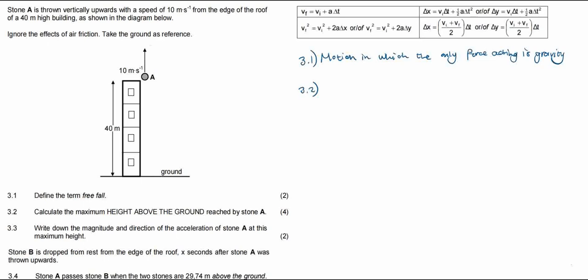Second question, calculate the maximum height above the ground reached by stone A. Well, for this question, we need to choose a positive direction. And in this case, I'm going to choose up as positive. And also, an important detail to remember is that we asked for the maximum height reached by stone A. And at the maximum height, velocity is 0.